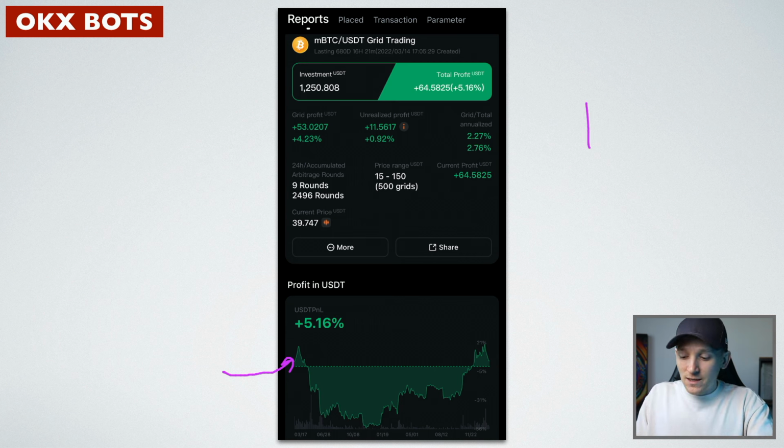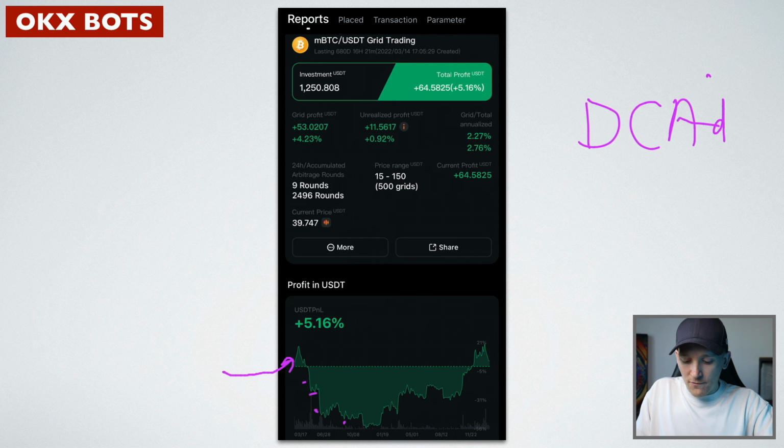If I just dollar cost averaged and essentially bought Bitcoin at these levels and put more money in over time, then I would outperform the bot because I'm just buying at those levels and not selling, and then the price has gone up. So grid bots aren't like a panacea. They can't beat every type of strategy, but if you specifically want to trade profits, they actually do what they say they do in my experience.